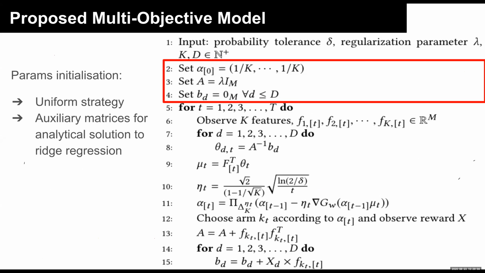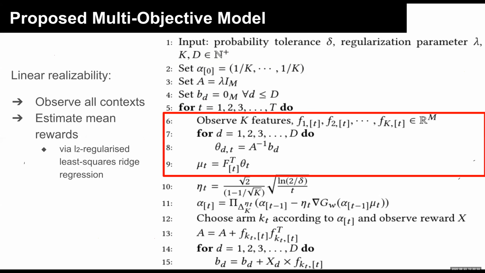And then we assign some auxiliary matrices for the ridge regression. So with these parameters set, we look at a session: the user comes to the Spotify homepage, and we observe some K features. These are the context features which we are inferring in real time. And then for each of those, we estimate what the mean reward could be.